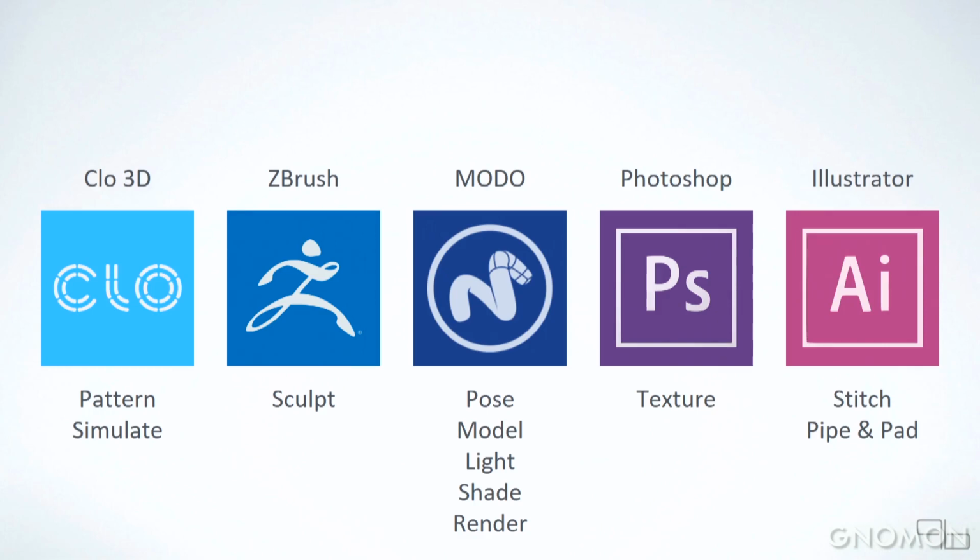Modo was our pipeline tool in this case. I mean, think of it as when you're doing a visualization, something has to feed somewhere so that all your assets come into one place and you can actually export and publish from that. So Modo was the place we posed, we modeled, lit, shaded, and rendered our final scene. Photoshop and Illustrator for textures, and Illustrator we use a lot for the stitching and piping for the products. And all of that, like I said, all the assets came into Modo, and we used all that to build up our scene.